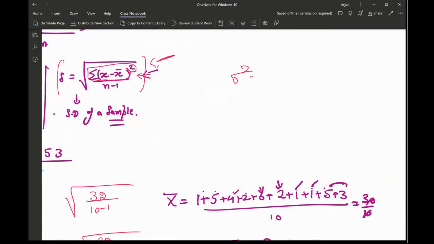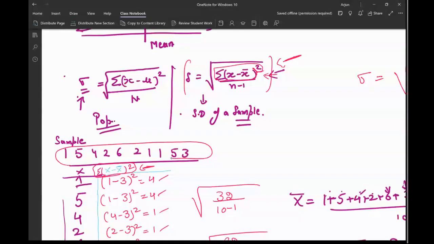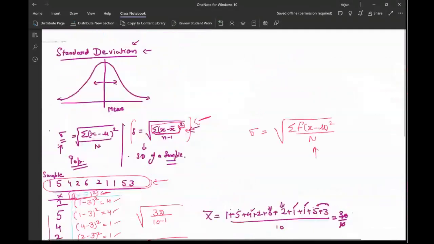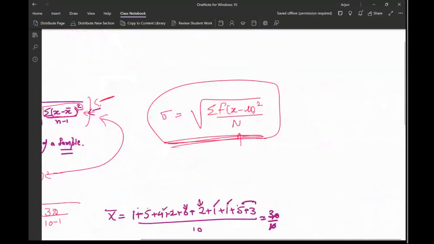The other formula is sigma equal to square root of frequency times x minus mu square divided by n. This formula you're going to use when you are given the data in the table form. Here the data was given to you in the raw form, and whenever the data is given to you just in a raw form, then you're going to use the earlier formula. Whenever data is given in the table form, meaning you are given the frequency, then we're going to use this formula.